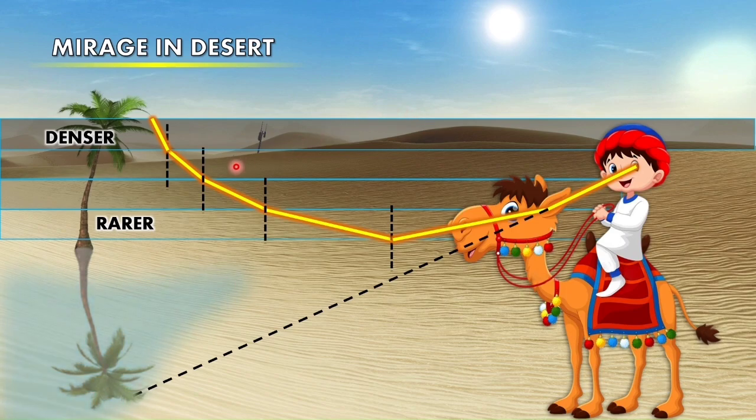As you can see here, this bending continues and a stage is reached where the angle of incidence becomes greater than the critical angle, okay, and then the total internal reflection takes place.